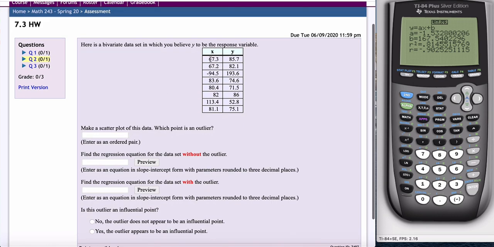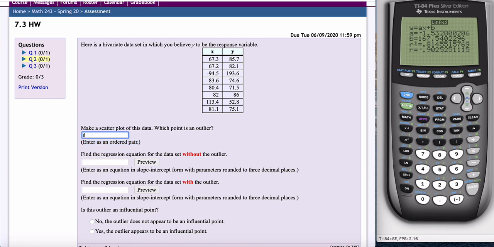Question 2, they give you actual observations here, X's and Y's, and you're supposed to make a scatter plot. And you're like, why am I making a scatter plot? That's what I did in 7.1. Well, one of these observations is an outlier. And you might be able to tell which one's an outlier just by looking at them, but you'll definitely be able to tell which one's an outlier if you make a scatter plot. So the logic is make a scatter plot and then determine which point is an outlier. And note you want to enter it as an ordered pair.